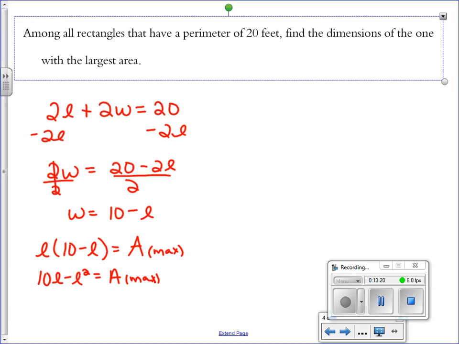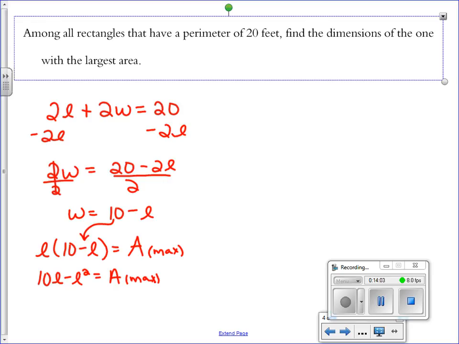Does everyone see how we got from here to here? Yes? No? Okay. They gave me the perimeter, right? And you told me that perimeter was 2 times the length plus 2 times the width. So 2 times the length plus 2 times the width is 20. Then we decided to solve for W, because we can't work with 2 different variables, not with just one equation. We need one variable. So we rewrote this in terms of length. The length times the width gives us the area, right?